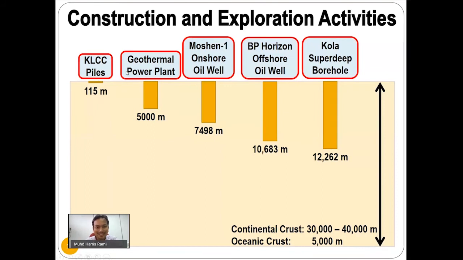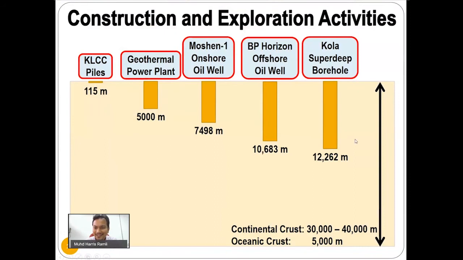Okay, so come back to here. So this is KLCC piles. KLCC piles is about 115 meters. So it's not even 1 kilometer. Then you have this onshore oil well. Okay, this is onshore, the shoreline. This is Monchin, so about 7.5 kilometers almost. You have the BP Horizon offshore oil well.